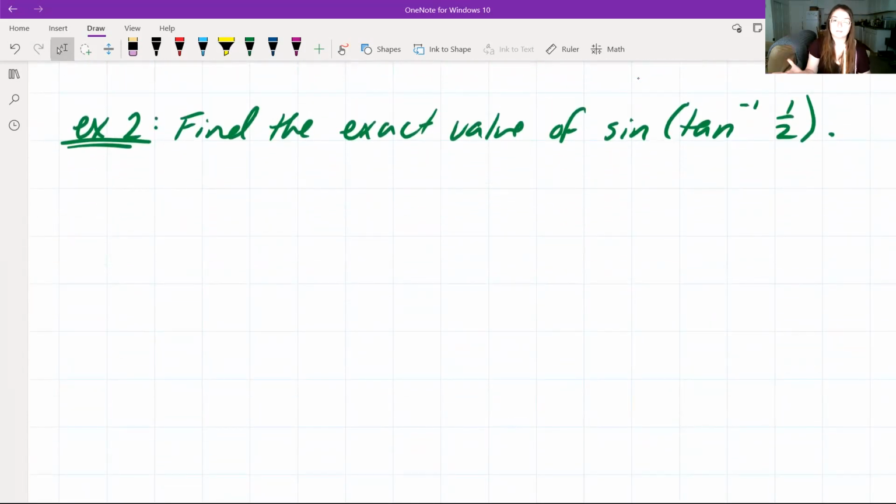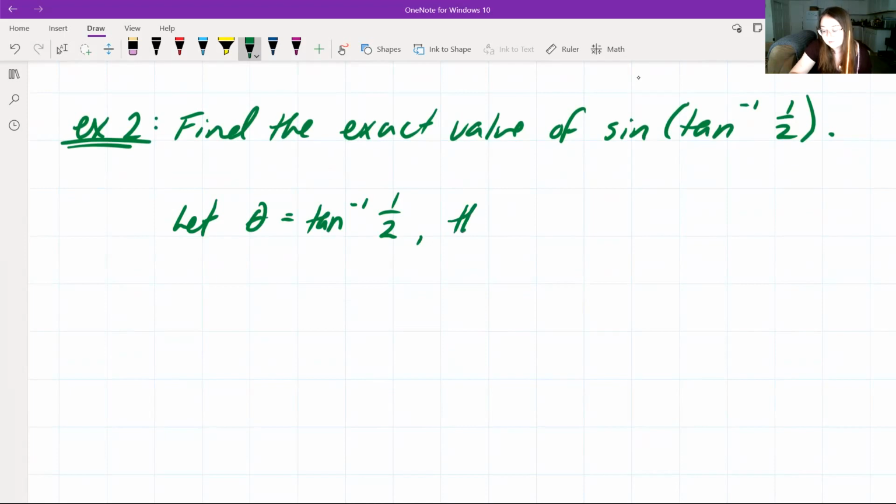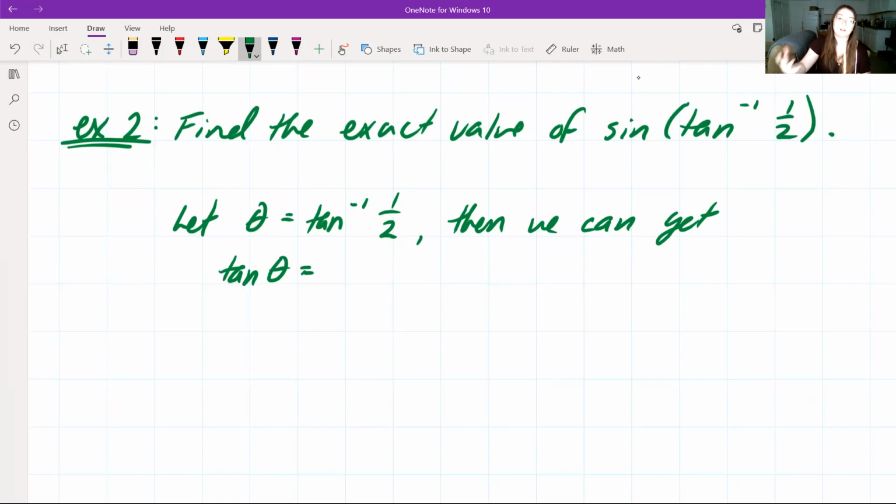So let's go ahead and let theta equal tangent inverse of 1/2. That is usually the first thing that you want to do whenever dealing with inverse trigonometric functions. So we're going to let theta equal tangent inverse of 1/2. Then, as we know before, you take tangent of both sides. And we end up getting tangent of theta is equal to tangent of tangent inverse of 1/2, which then gives us 1/2.